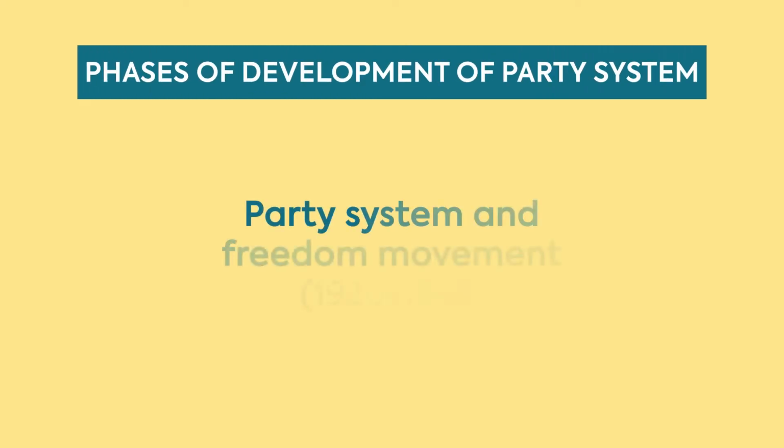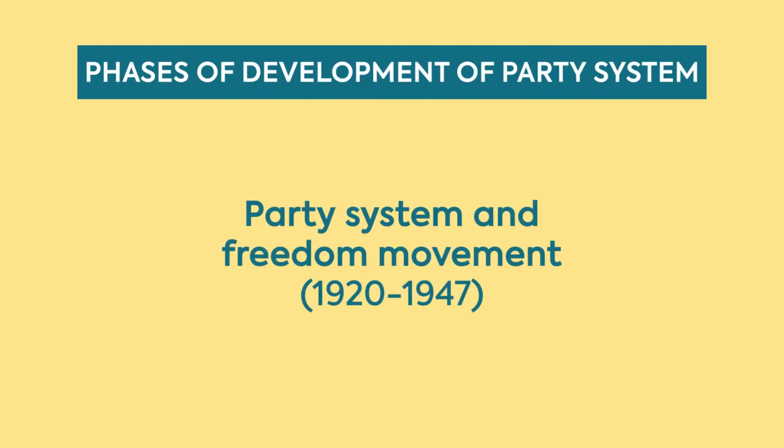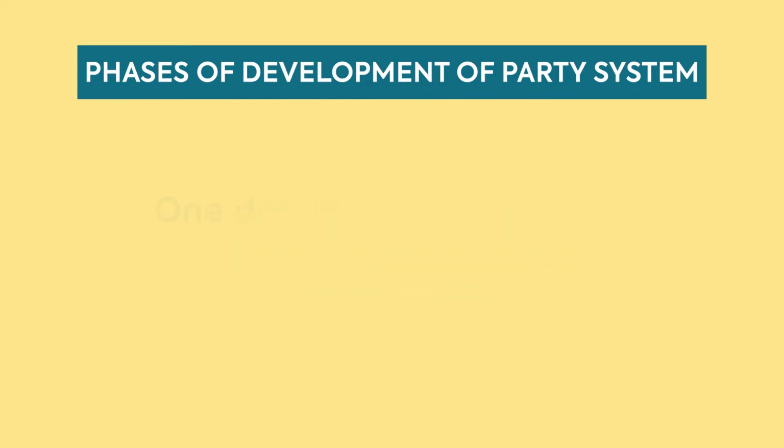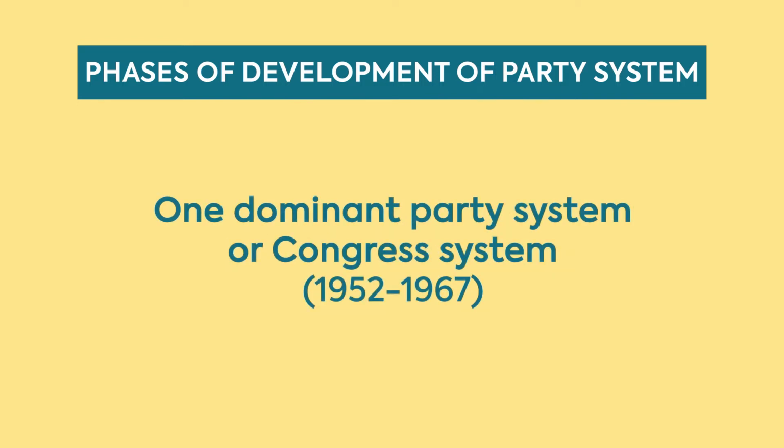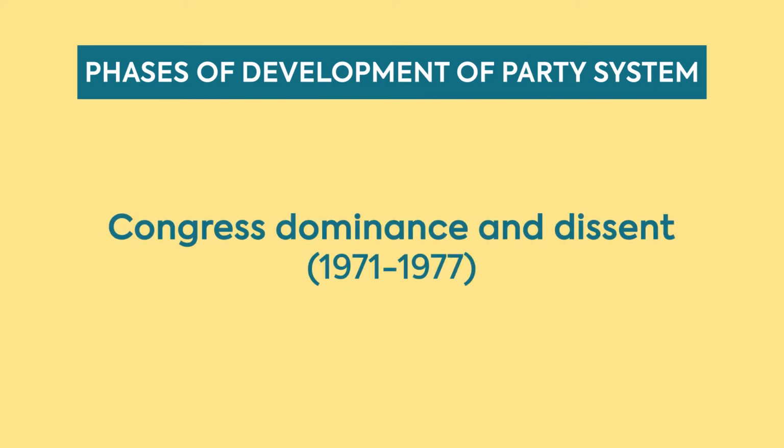The first phase is the phase of the party system that originated during the freedom movement. That was between 1920 to 1947. The second phase was the one dominant party system, which is popularly called the Congress system, which was between 1952 to 1967. The third phase is Congress dominance and dissent. This was between 1971 to 77.